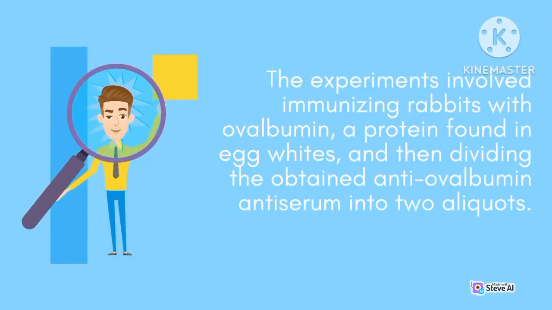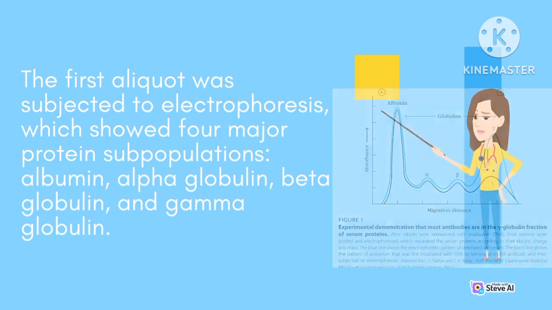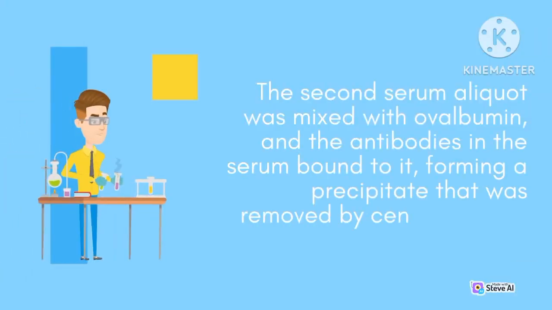The experiments involved immunizing rabbits with ovalbumin, a protein found in egg whites, and then dividing the obtained anti-ovalbumin antiserum into two aliquots. The first aliquot was subjected to electrophoresis, which showed four major protein subpopulations: albumin, alpha globulin, beta globulin, and gamma globulin. The second serum aliquot was mixed with ovalbumin, and the antibodies in the serum bound to it, forming a precipitate that was removed by centrifugation.